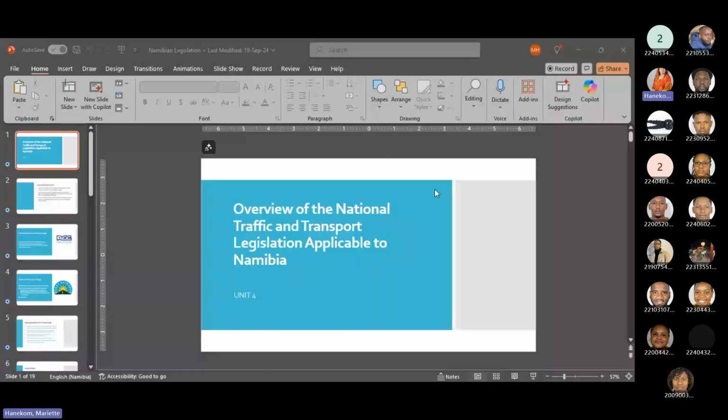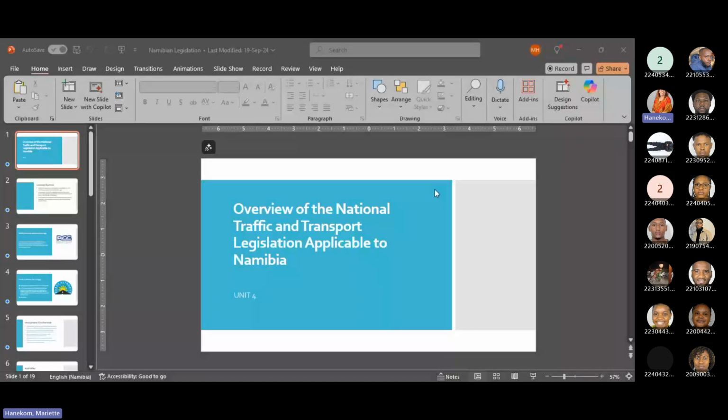There are a variety of different laws in Namibia that pertain to traffic and transportation. Most important one of these is the Road Traffic and Transportation Act. Remember, I told you you have to have a copy of the Road Traffic and Transportation Act. But in this unit, we are looking at some other pieces of legislation, acts of parliament that pertain to transportation.